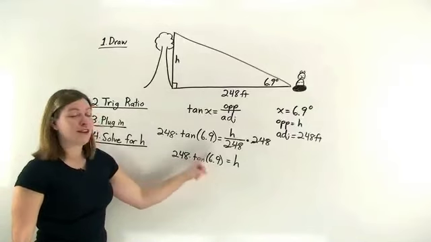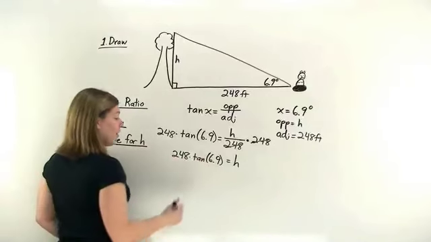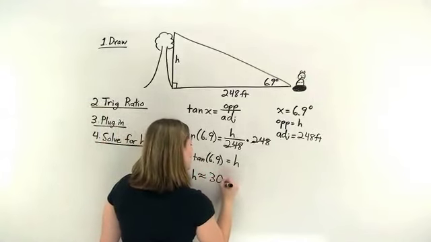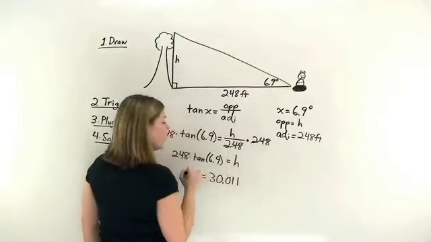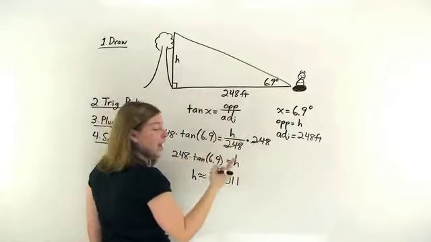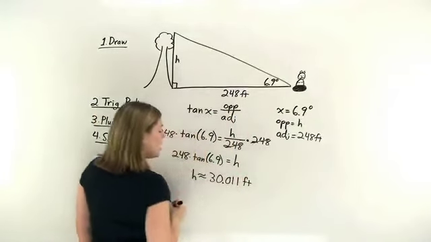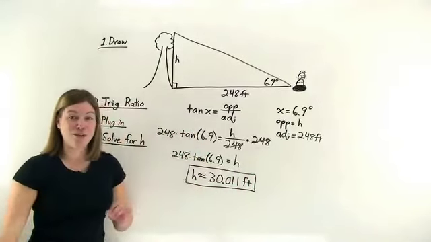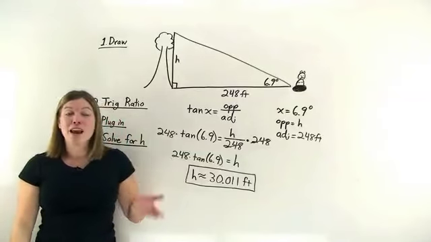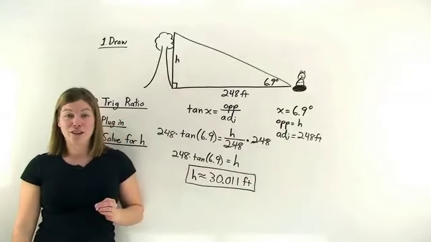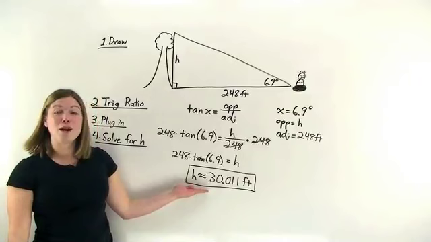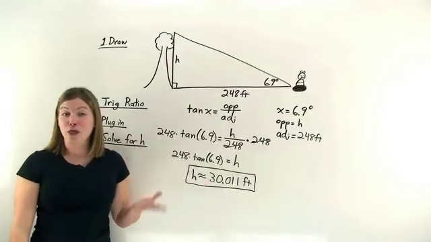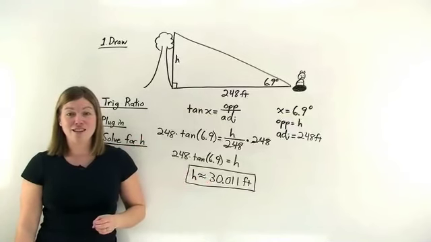If we take tangent of 6.9 degrees and approximate that with our calculator, then multiply by 248, we get approximately 30.011. Now we're working in feet, and this is the height of the tree. So we need to put feet in our answer. So here, we now have what h is approximately equal to. Now, some of these problems may ask you to round to a certain place. This one didn't. So here, this would be an appropriate answer. Or we could even round this and say that the height of the tree is about 30 feet. That would also be an appropriate answer.